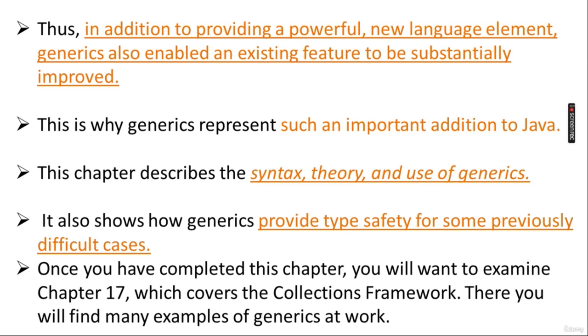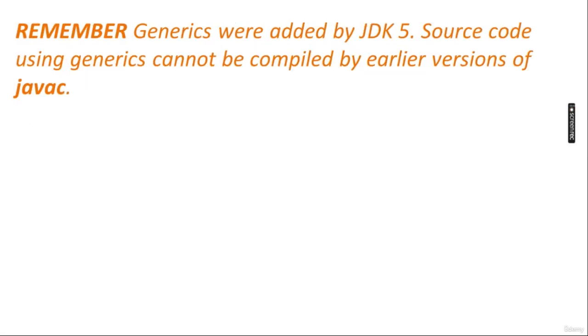It also shows how generics provide type safety for some previously difficult cases. Once you have completed this chapter, you will want to examine chapter 17, which covers the collection framework in detail. Okay, so there we will see all types of collections, what the theory is, what the syntax of those collections is, and how they are implemented in Java applications. There you will find many more examples of generics at work. Generics were added by Java 5. Source code using generics cannot be compiled by earlier versions of Java compilers.